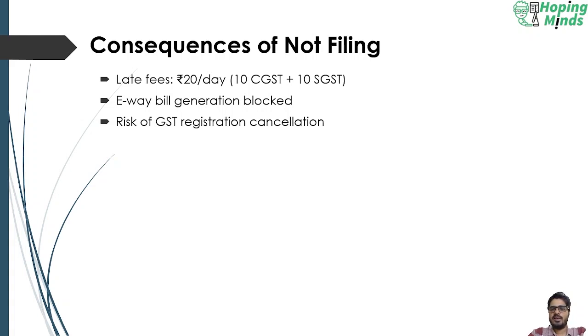Then e-way bill generation blocked. If GSTR-3B return is not filed for the reporting period, the department may block the generation of e-way bill that will ultimately lead to difficulties in the movement of goods. Then risk of GST registration getting cancelled. So if the taxpayer fails to file GSTR-3B return consecutively for 3 months, then the department may resort to cancellation of GST registration.